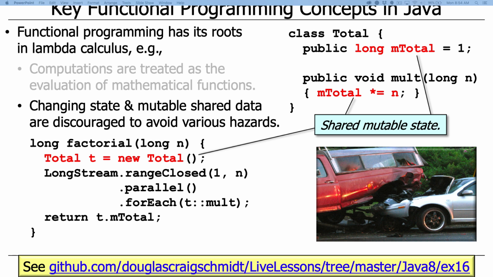You can see that total is a class that has a long, which we initially set to 1, and it's got a method called mult, for multiply, where you give it n, and it multiplies the total, the m total field by n. Well, that looks sort of innocent enough, right? But this is what's called shared mutable state. Well, it's clearly mutable because we're changing m total to multiply it by itself and n. So that's mutable. But why is it shared?